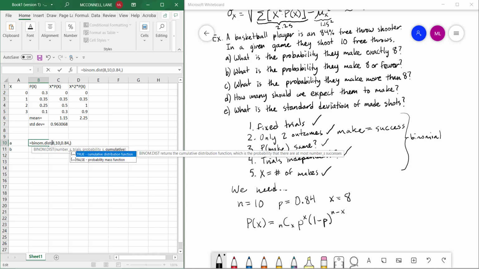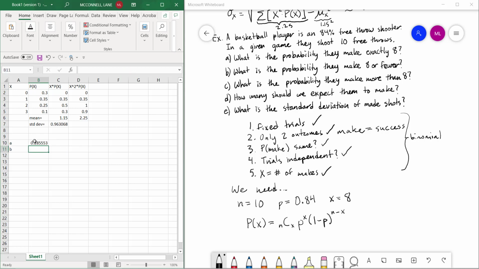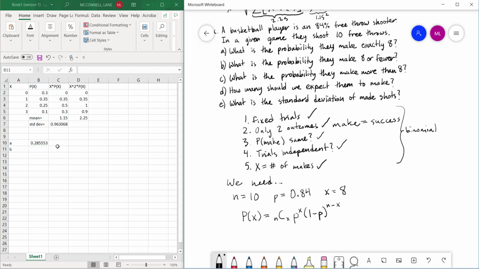And lastly, when it asks whether or not this thing is cumulative, we're going to put either the word true or false here. For this case, I'm going to put false. I do not want to treat this as a cumulative distribution, and I'll talk about what that means in just a minute. So then I'm going to hit enter, and boom, it spits out the number that we're looking for. So this is actually very similar to the functionality on the calculator.